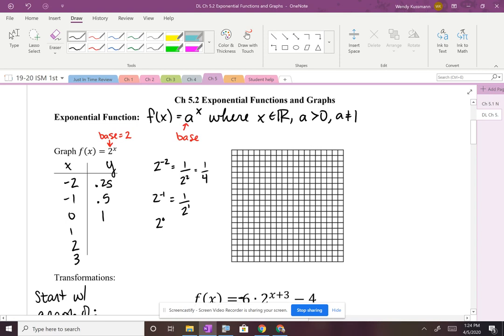2 to the 0 is always, anything to the 0 power is always 1. Easy question, don't miss it. 2 to the first is 2. Anything to the first power is itself. 2 to the second power is 4, and 2 to the third power is 8. So I'm going to go ahead and graph this.